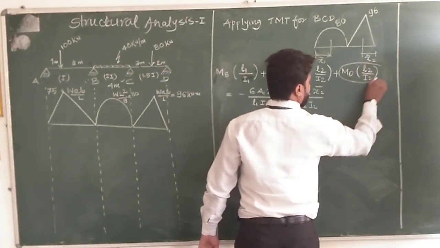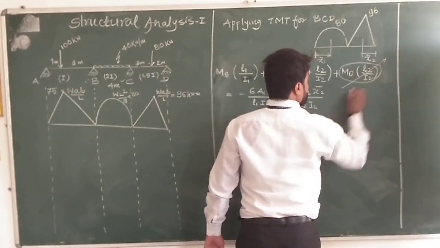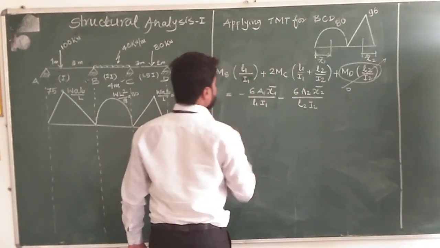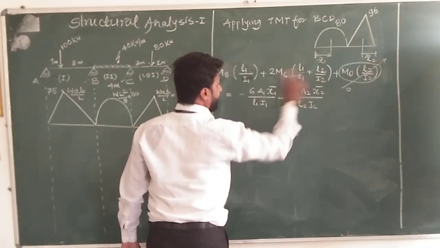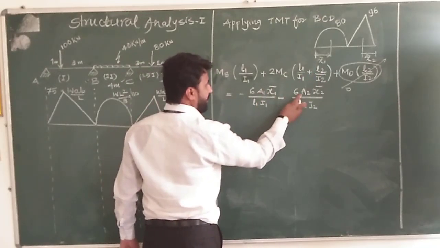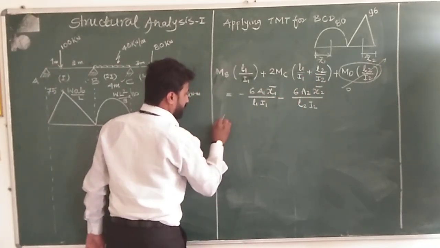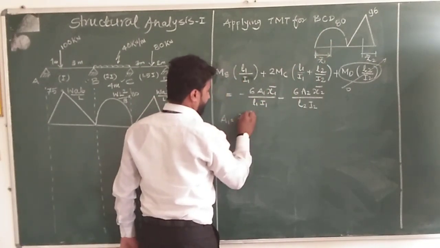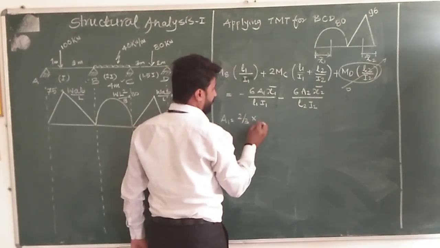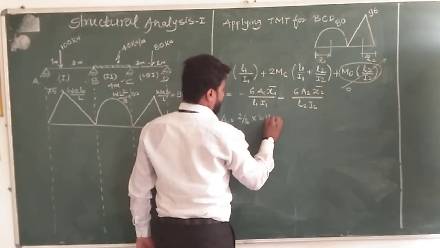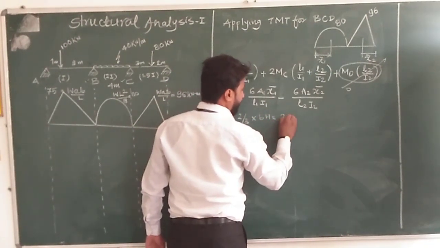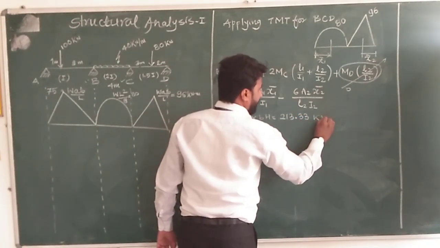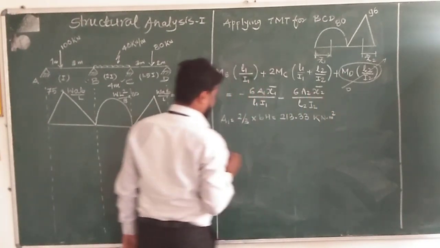So this we have to make as 0, and we have to write the MD value and MC value with these L1 and I1, L2 and I2 values. We have to calculate A1, A2, x1 bar and x2 bar. So A1 is for this diagram. So this we have calculated already. This is 2/3 into B into H. The value will be the same. So I am directly writing this 213.33 kilonewton meter square.